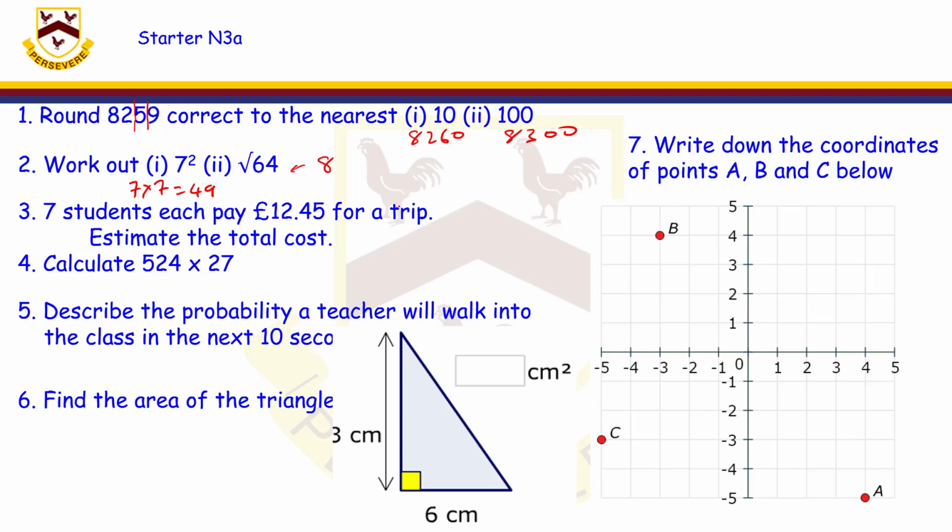7 students each pay £12.45 for a trip. Estimate the total cost. So we don't want to find the exact value. Estimate to one significant figure. 7 is fine. £12.45. Now, there are a couple of ways of doing that. If you rounded this to £10, I'll take that. So you could have 7 times 10, which will give us £70. You could have rounded it to £12. I'll take that as well. So 2 significant figures: 7 times 12, which would be £84. That's fine as well. You could have rounded £12.45 to £12.50.